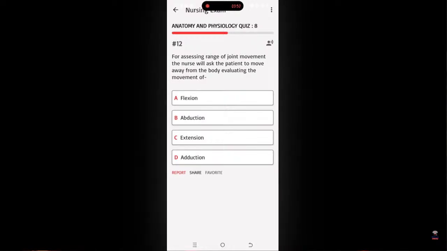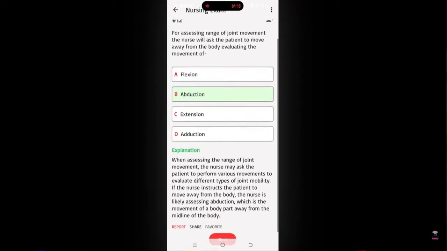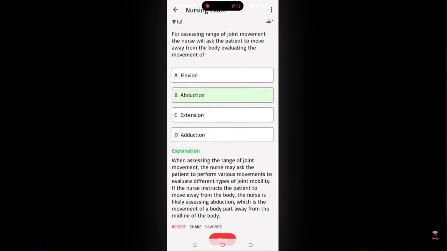For assessing range of joint movement, the nurse will ask the patient to move away from the body, evaluating the movement of A. Flexion, B. Abduction, C. Extension, D. Adduction. Correct answer. When assessing the range of joint movement, the nurse may ask the patient to perform various movements to evaluate different types of joint mobility. If the nurse instructs the patient to move away from the body, the nurse is likely assessing abduction, which is the movement of a body part away from the midline of the body.